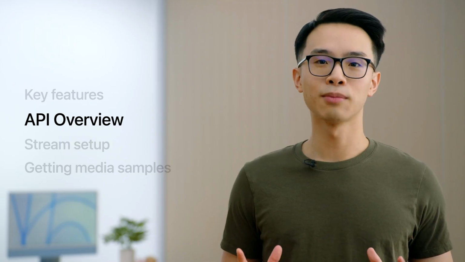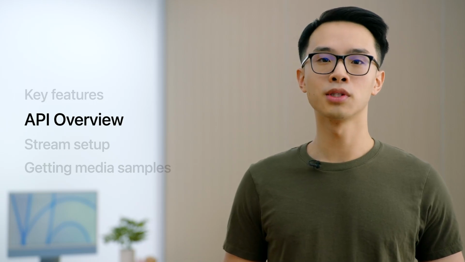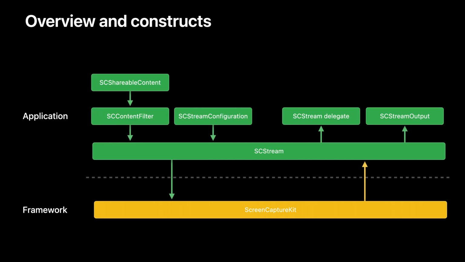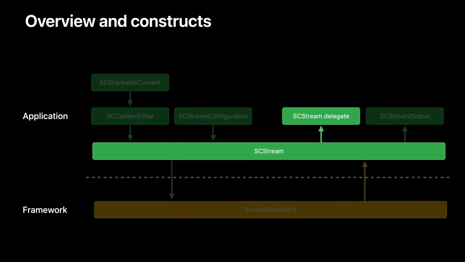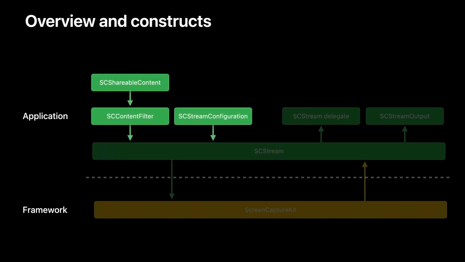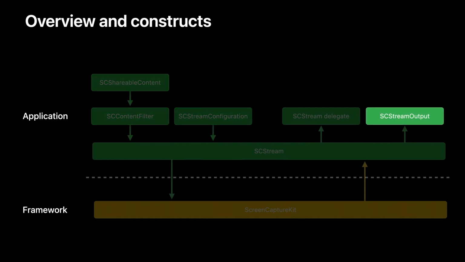Now that you've seen what ScreenCaptureKit is all about, I'll show you some of the most important concepts in the API. The ScreenCaptureKit framework is centered on SCStream. SCStream handles control methods like start and stop, and is created along with SCShareableContent, SCContentFilter, and SCStreamConfiguration. These objects determine what content you want to capture and how you want to capture it. Once created and started, media samples will be delivered to your application through the SCStreamOutput protocol. I'll explain more about that a bit later.